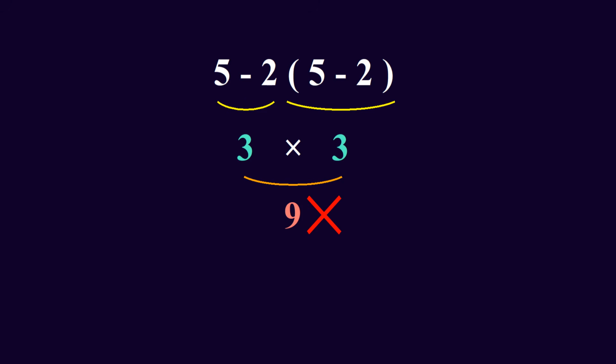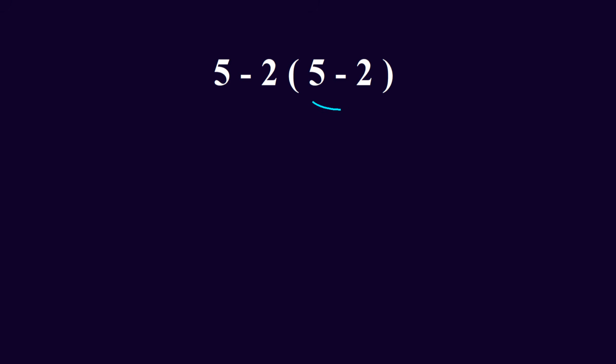first, then work on multiplication, and at last work on adding and subtraction. So first we do this subtraction, then this multiplication, and at last this subtraction. So we have first this parentheses, 5 minus 2, 3. So we have 5 minus 2 times 3.